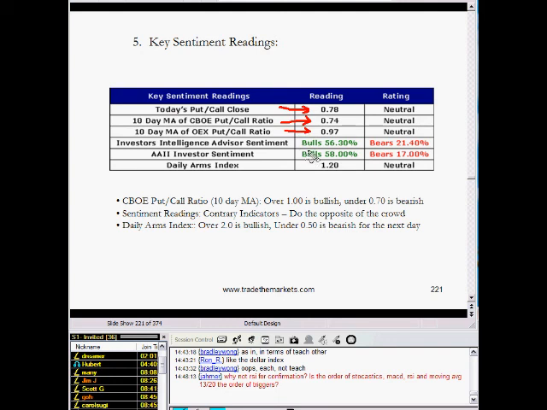And then I like to look at the Investors Intelligence numbers and the AAII investor sentiment numbers: how many people are bullish and how many are bearish. The idea is that if there are too many bulls, the market's running out of buyers, so expect a top soon. Conversely, if there are too many bears, the market's running out of sellers, so expect a bottom soon. That's what I'm looking for there.